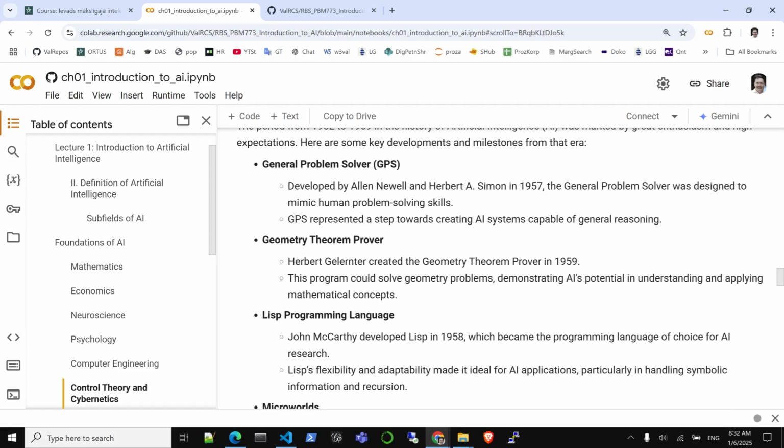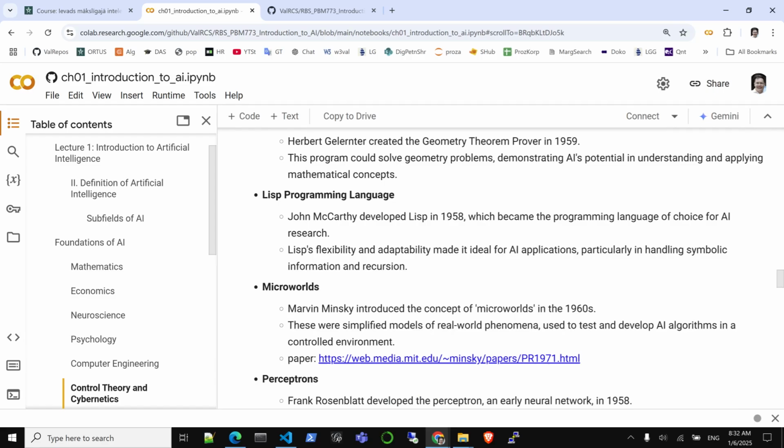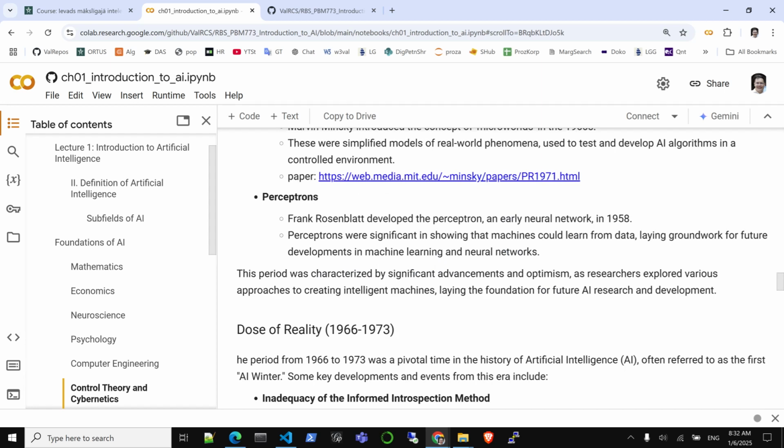I mentioned already Lisp, which was used for many early AI programs. There's the idea of microworlds. The basic idea was to create a simplified version, an extremely simplified version, of our modern world, and to test it, right? So you make these sort of fake worlds. I wouldn't say games, right? But you can test your algorithms in a controlled environment. Perceptrons, basically an early neural network, showed that machines could learn from data.